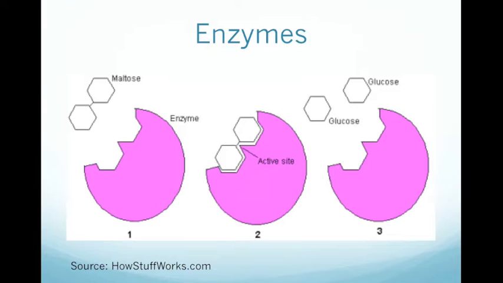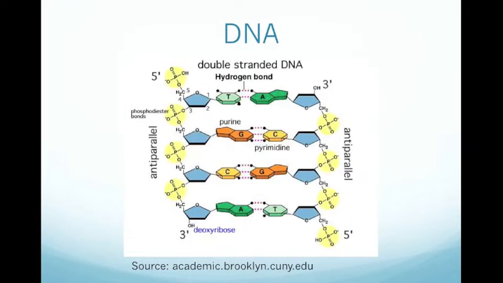Enzymes work by lowering the activation energy of a specific reaction. This, in turn, increases the rates of both the forward and reverse reactions. The reactants, or substrate when referring to enzymes, bind to the active site in the enzyme, which brings them close enough together for them to proceed with their reaction.